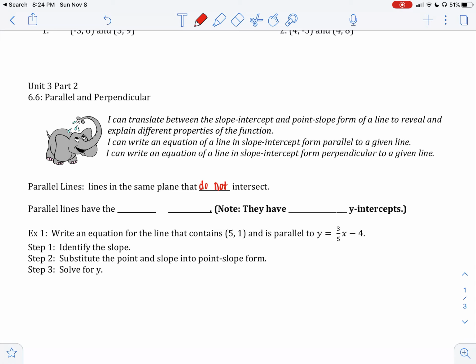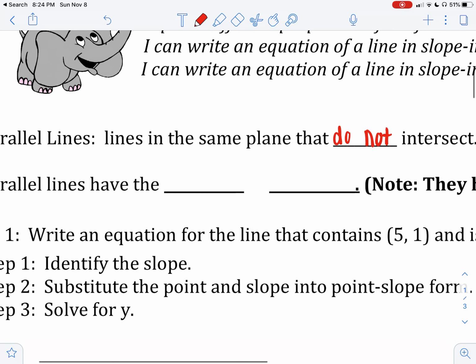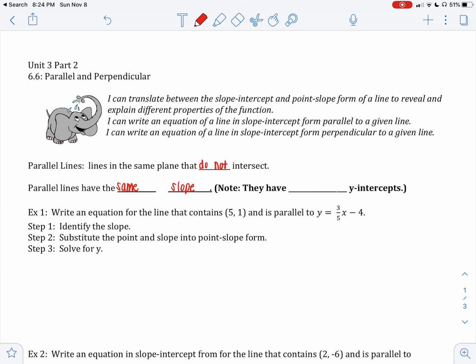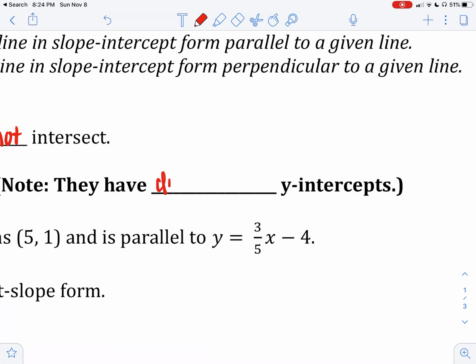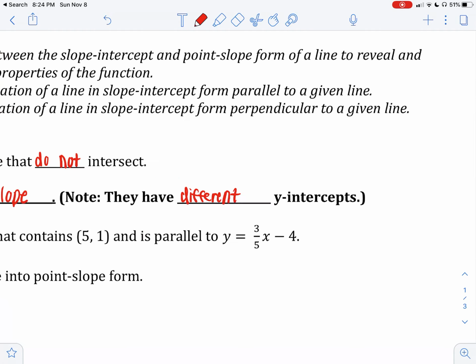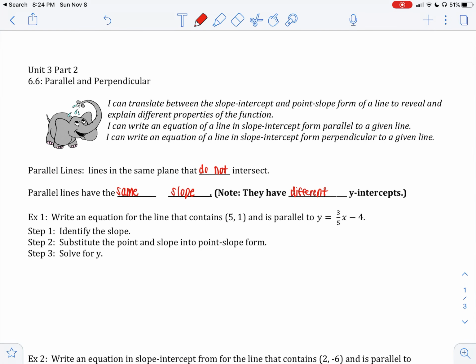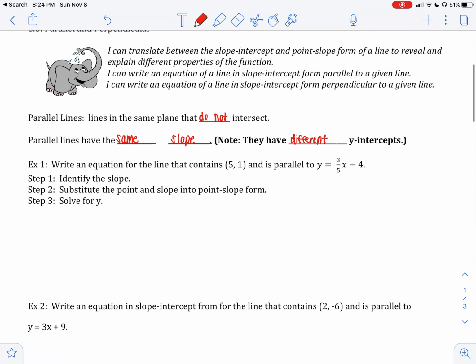To do that, parallel lines have to have the same slope, but it's important to note that while they have the same slope, they have different y-intercepts. So parallel lines do not intersect, they have the same slope, and they have different y-intercepts.